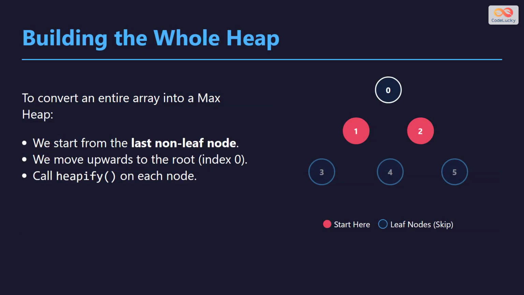Now, how do we build the entire heap? We cannot just heapify from the top down immediately. Instead, we use a bottom-up approach. We start from the last non-leaf node and iterate backwards towards the root at index 0, calling the Heapify function on every node we visit.